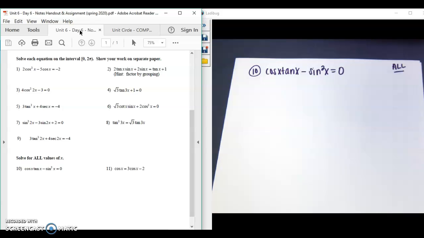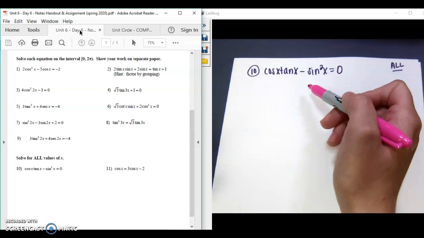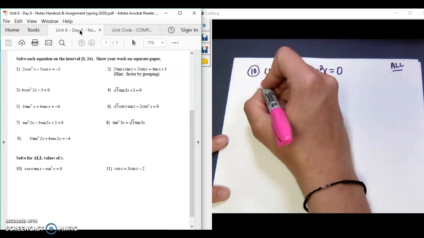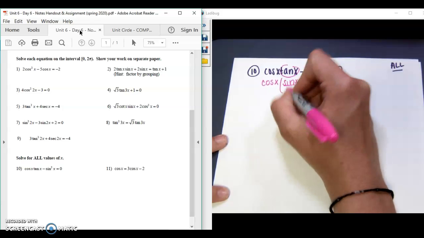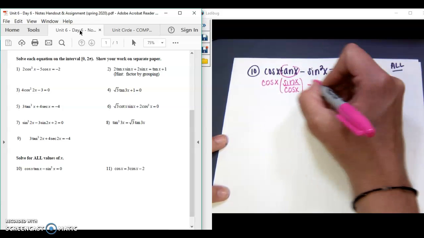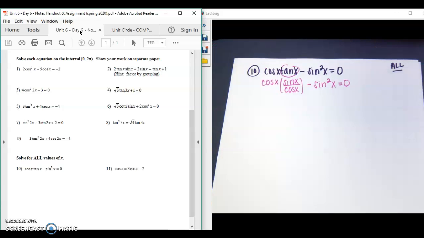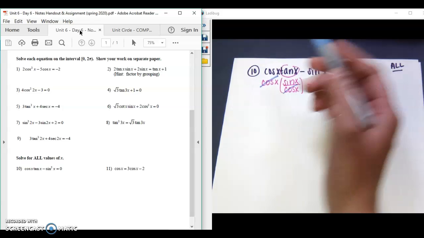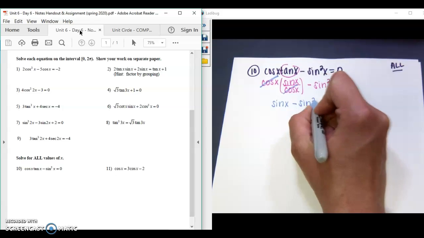So on number 10, before we get to that part, notice everything just has a regular x, so we don't have to worry about the rounds. But we have different trig functions. So tangent's going to be the one that you want to change. And you know tangent is sine over cosine. So because cosine is in the numerator and denominator, we can cancel those out. So we're going to have sine x minus sine squared x.